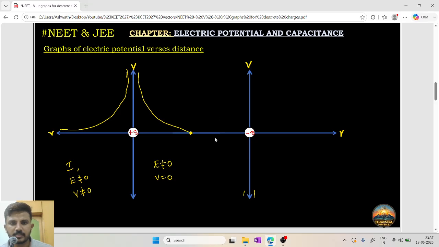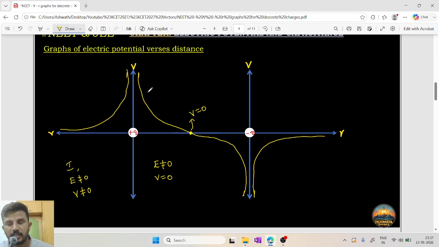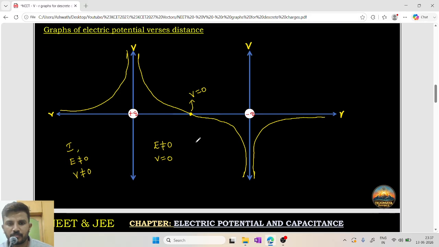So you can get it by drawing like this. From the negative side, you can start and reach it like this. So this is the point where electric potential is 0, but electric field is not 0. Then this side, it's like this. This is how the electric potential versus distance graph looks for plus q and minus q.